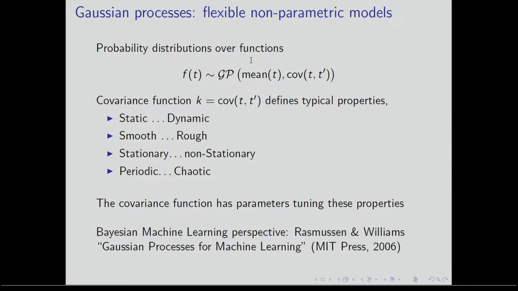So you're drawing these functions, and they can be static or dynamic, smooth or rough and stochastic. They can be stationary, non-stationary. They can have structure like periodicity, or they can be very chaotic. And so the covariance function has a form and parameters which tune the behavior of the functions that you draw. So this is a random distribution over functions.